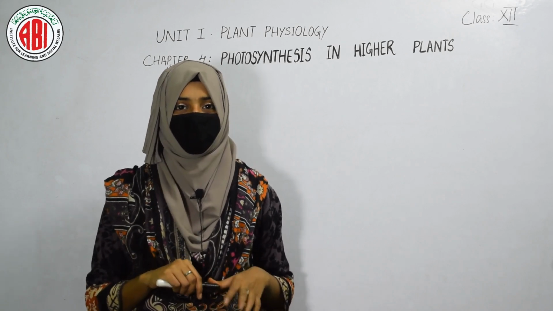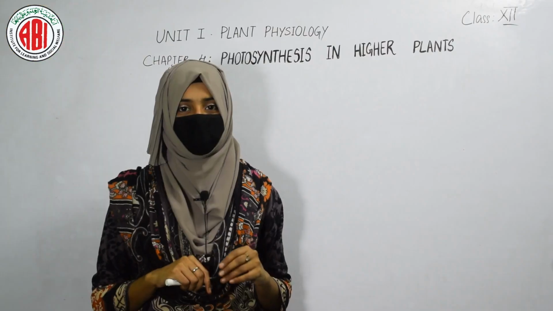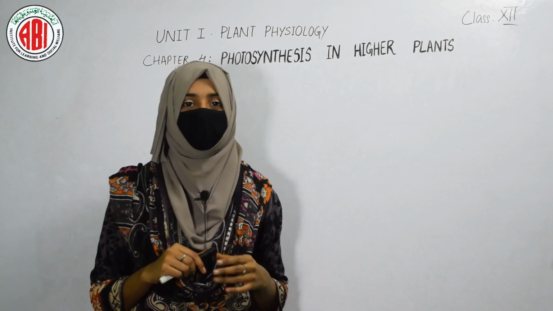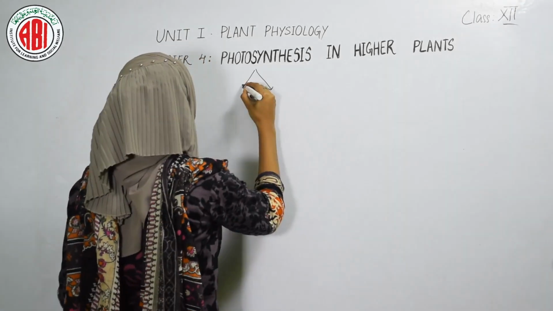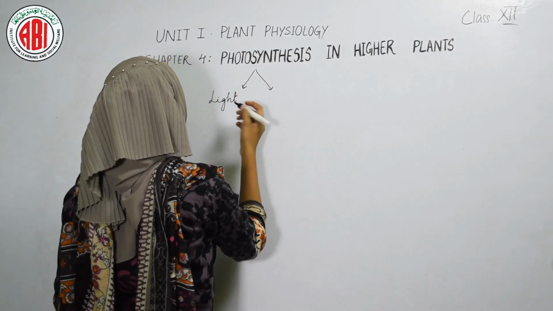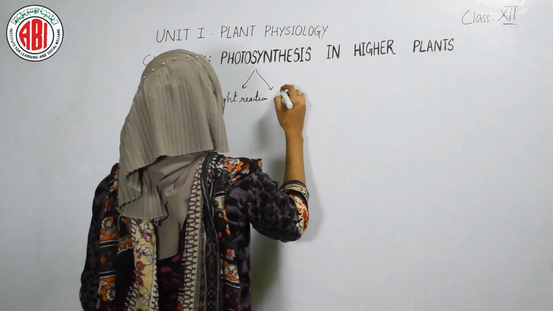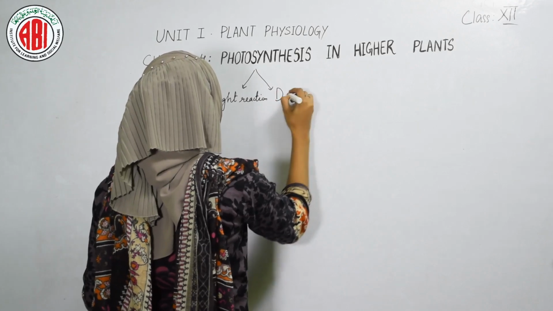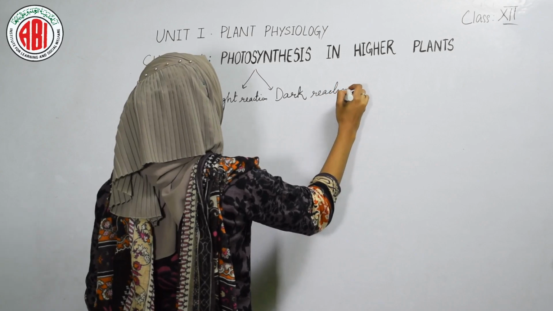In the last class, we started one chapter named photosynthesis in higher plants, and I told you that photosynthesis is a process that can be completed by two reactions. The reactions that take place in the presence of light, the light dependent reactions, are called light reactions, and the reactions that do not depend on light, that do not use light, the light independent reactions, are called dark reactions.